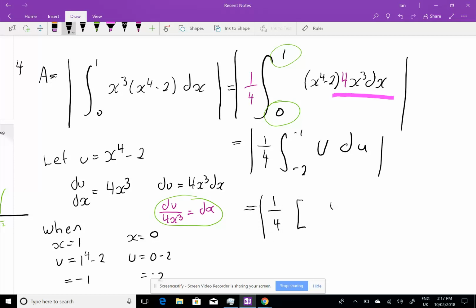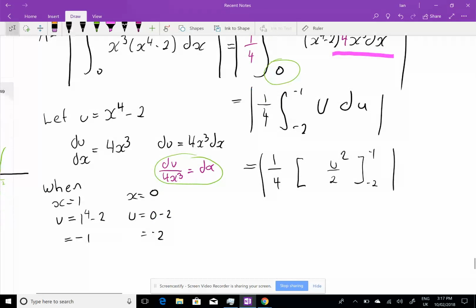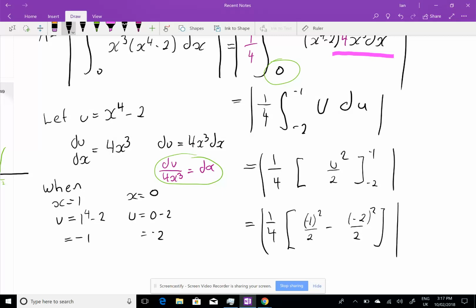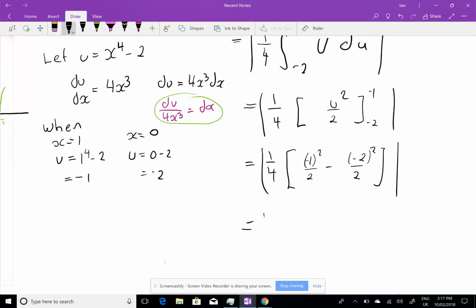So add 1 to the power, u to the 2 over 2 between minus 1 and minus 2, which gives me a quarter, minus 1 squared on 2 minus 2 squared on 2, absolute value, which gives me a quarter.